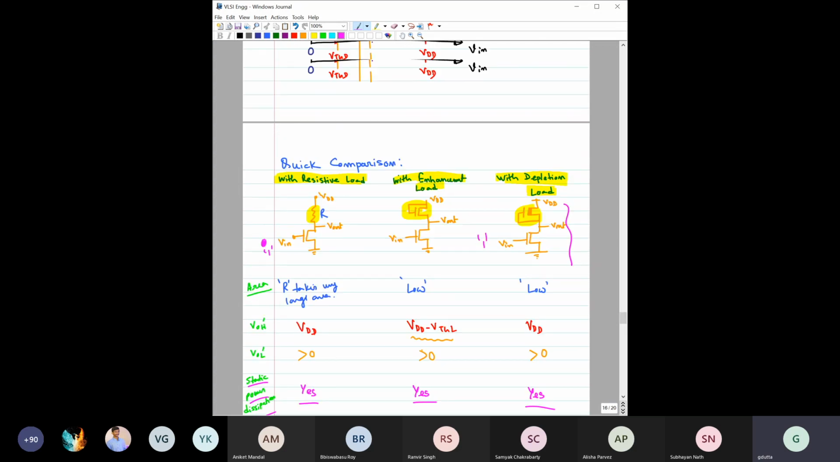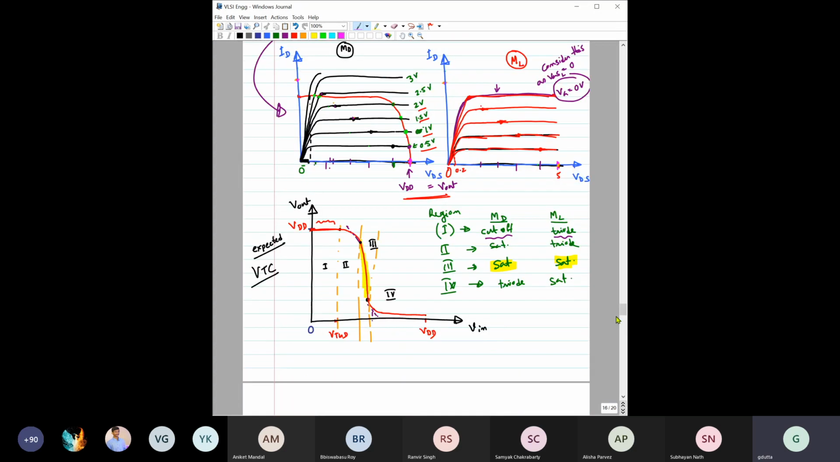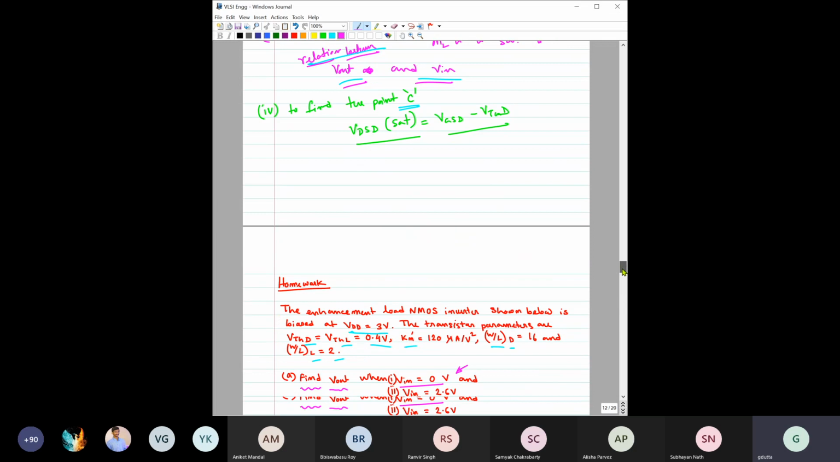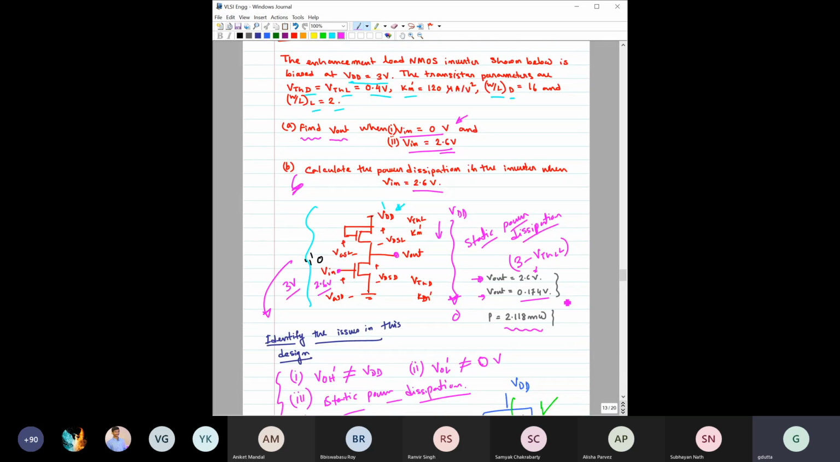For example, I have given you one homework, if you have done that. If you see this, suppose this is using that enhancement load, right? So for this inverter, the power dissipation is 2.11 milliwatt. So for one inverter, it is 2.11 milliwatt, right?